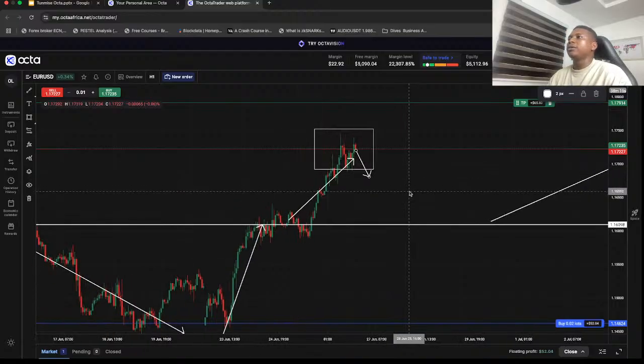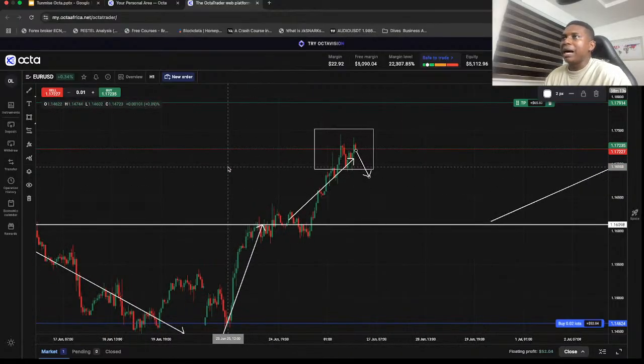So these are my outlook on EURUSD. Okay, so I want to analyze a currency preferred and suggested by you. So which currency do you want us to analyze? Drop it in the live chat so that I pick it up and I analyze it.